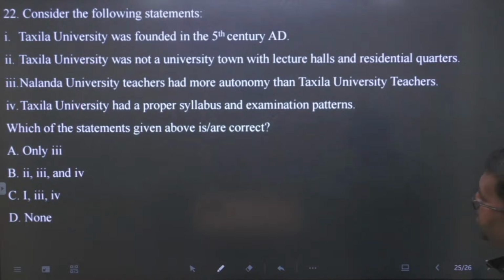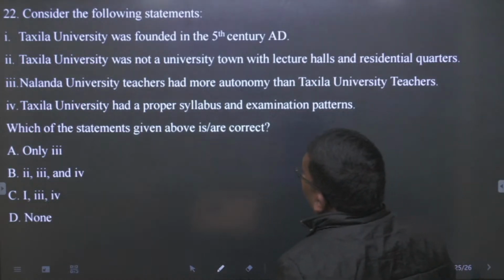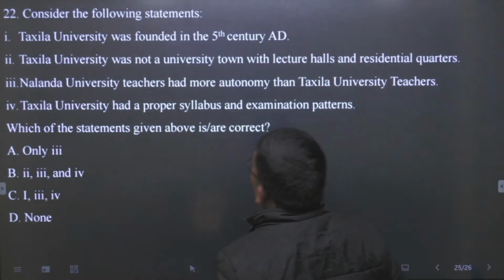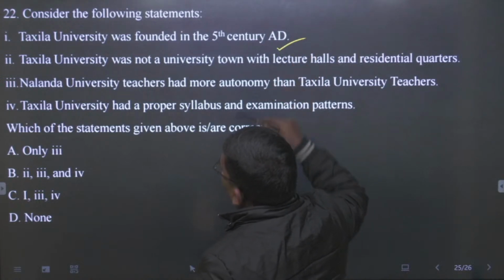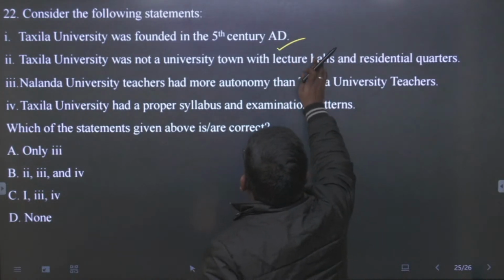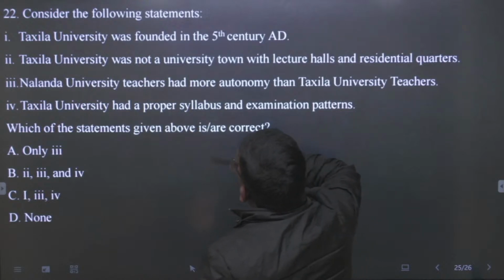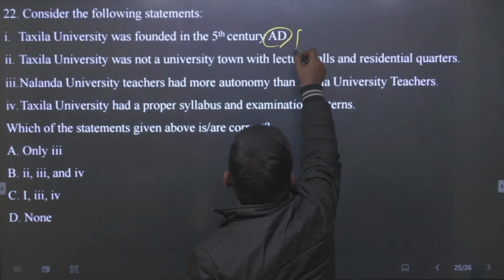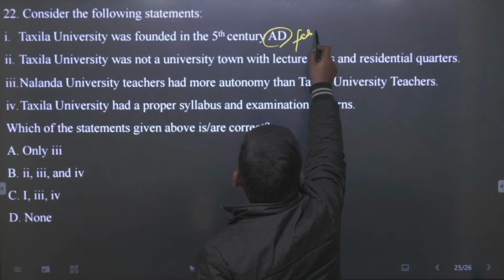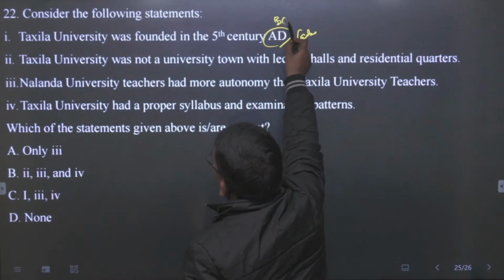Consider the following statements. Takshashila University was founded in the 5th century AD. True. Sorry. Takshashila University is founded in the 5th century AD. False. It is 5th century BC.